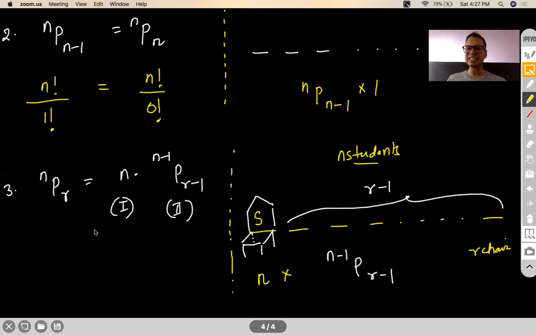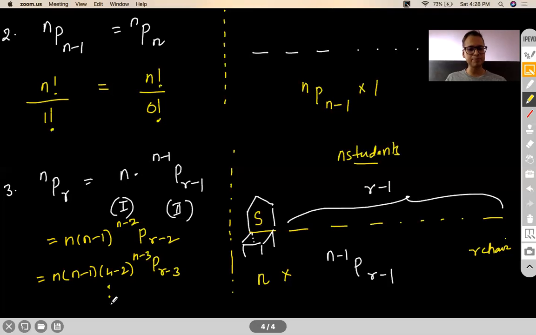Meanwhile, this property is extendable. That means you can write it as n times (n minus 1) times (n minus 2)P(r minus 2), or n(n minus 1)(n minus 2) times (n minus 3)P(r minus 3), and so on. Sorry, I'll just write it properly. Now, basically, I'm using a recursive property. Since (n minus 1)P(r minus 1) itself is this, you can further break it by the same property. That means just replace your n with n minus 1 and your r with r minus 1. And you can continue doing it till you reach 1, so till you reach n minus r plus 1, which is going to be your last term.